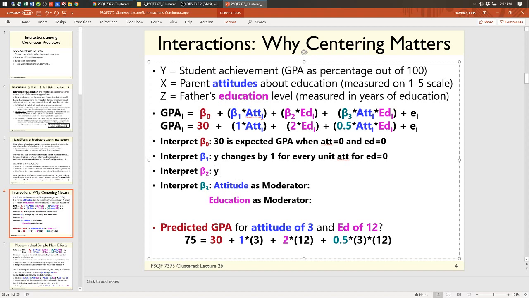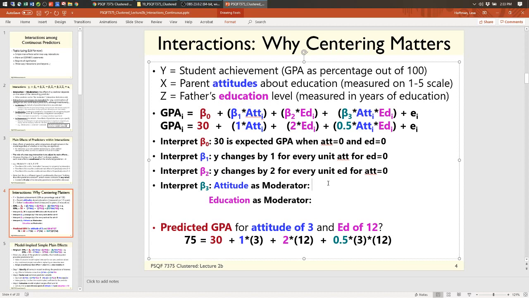Let's do this one. Y changes by 2 for every unit ed for attitude equals 0. We're 0 for 3 with coefficients we might actually care about. So now what do we do with the interaction term? Interaction terms do not change y. Interaction terms change the main effects, which then change y.